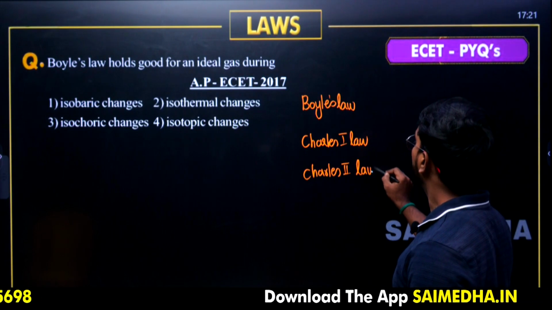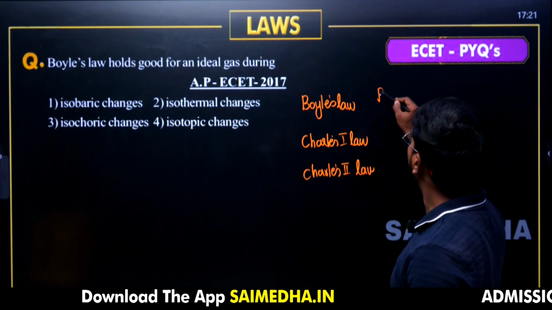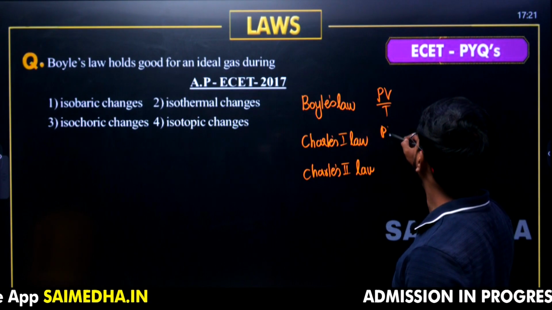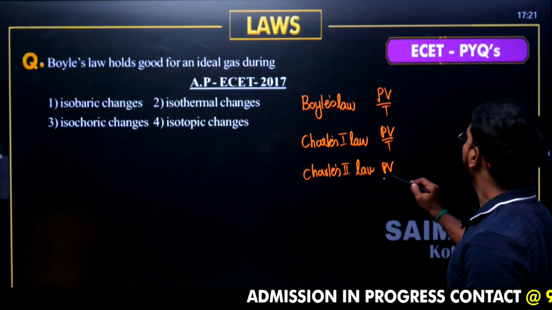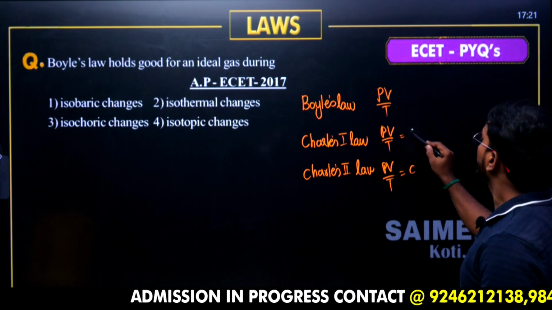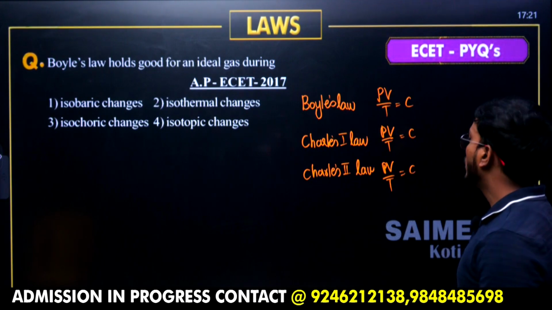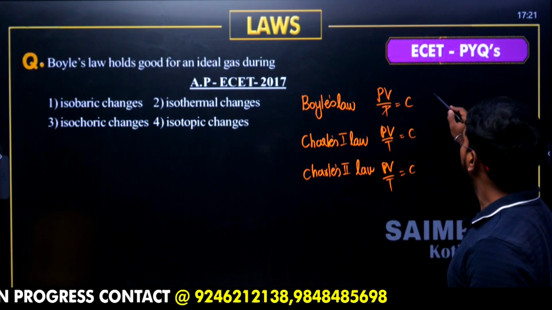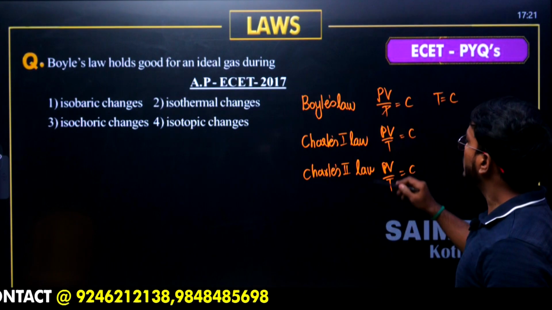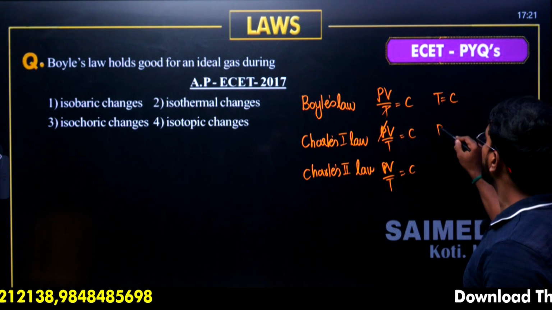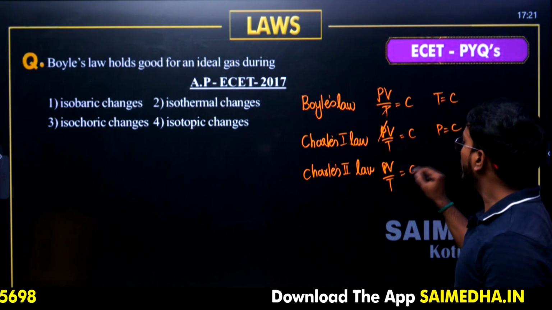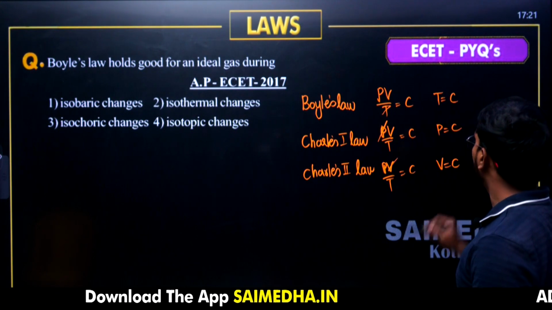We will be discussing with the students in this manner that all of the 3 you need to memorize like this: PV by T, PV by T, PV by T. That is ideal gas equation. And Boyle's law, cancel the temperature, temperature is constant. Charles' first law, cancel the first element, that is pressure is constant. Charles' second law, cancel the volume, that is volume is constant.